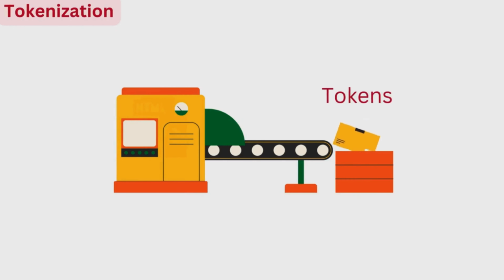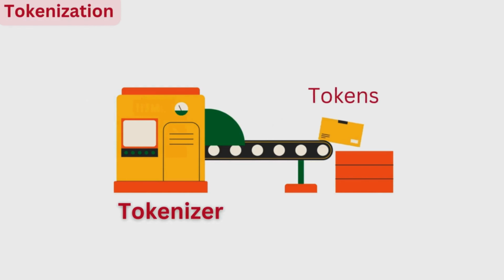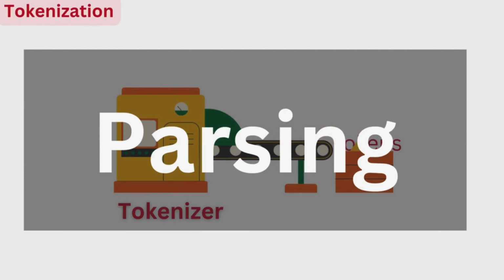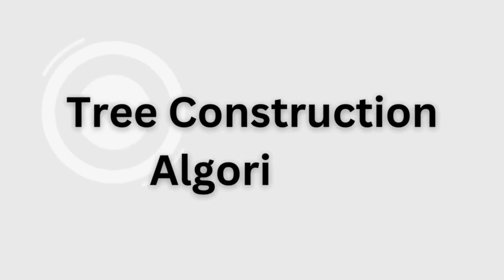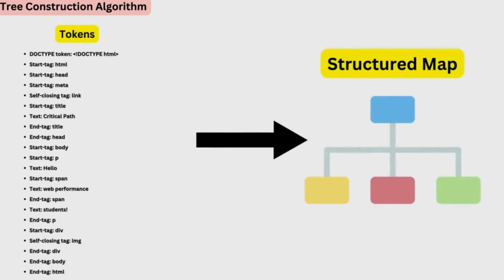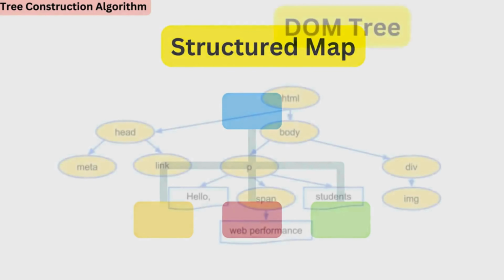This job is done by the tokenizer, which acts like a translator, making the HTML easier to process, and this whole process is known as parsing. Now that we have broken down the HTML into tokens, the next step is to build the web page structure using these tokens. This is where the tree construction algorithm comes into play. This algorithm takes the tokens from the previous step and builds a structured map of the web page, ensuring everything is in the right place. And this structured map is called the DOM tree, or document object model tree.